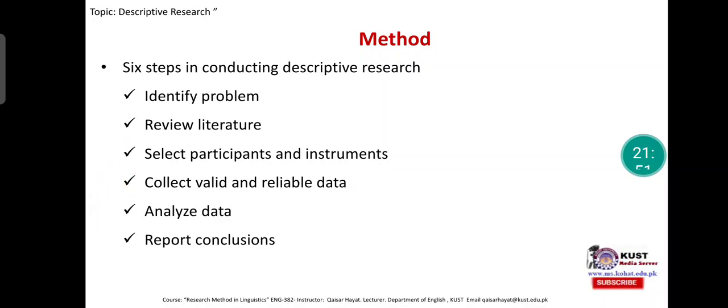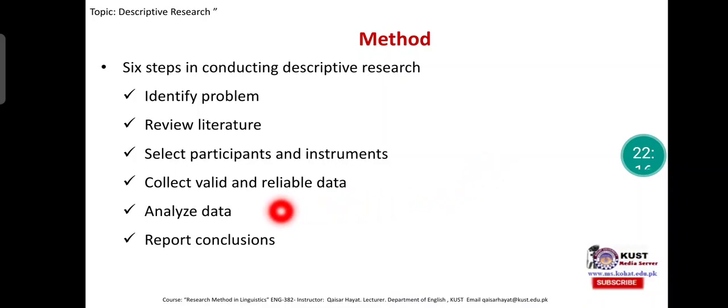Analyzing data is quite a necessary stage of the research. Analyzing data has different methodologies, different approaches. Even some software is available in the market, SPSS for example, and so on. These software also help you to analyze your data.